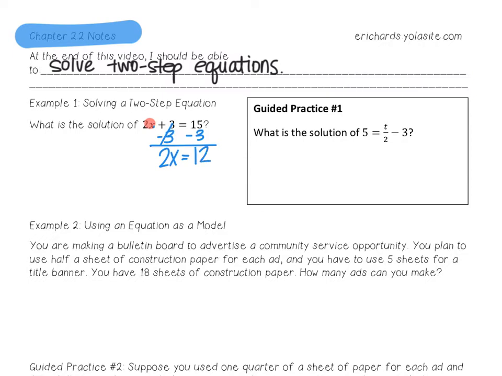Then the next step is easy. There's only one step to do. You're going to divide both sides by 2, and you get x equals 6.